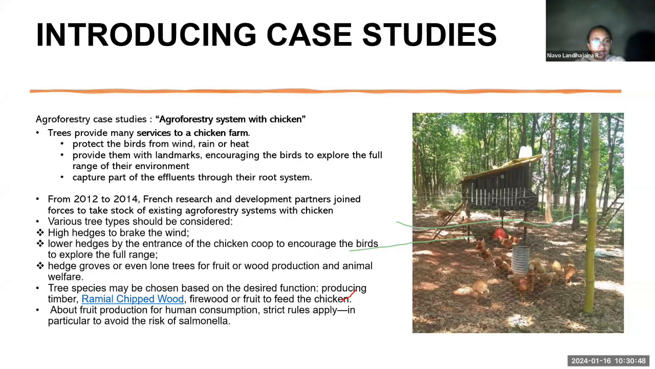So there are different trees that can be considered in this project. Hedge crops or even lawn trees for fruit and wood production and animal welfare. The tree species may be chosen based on the desired function, for example, producing timber, chipped wood, firewood, or fruit to feed the chickens. About food production for human consumption, there are strict rules that apply, in particular to avoid the risk of salmonella from the chicken.